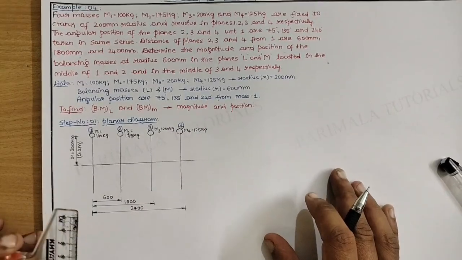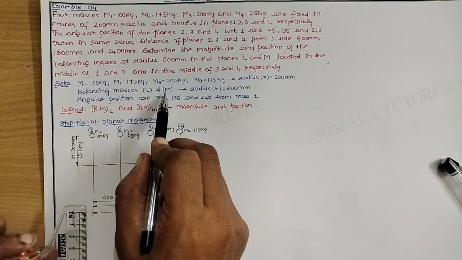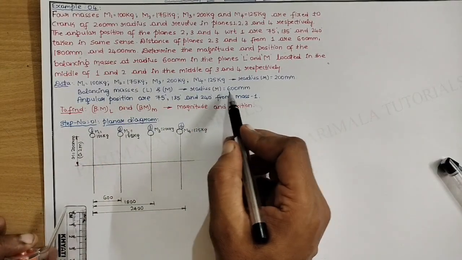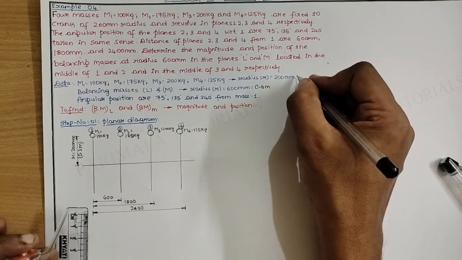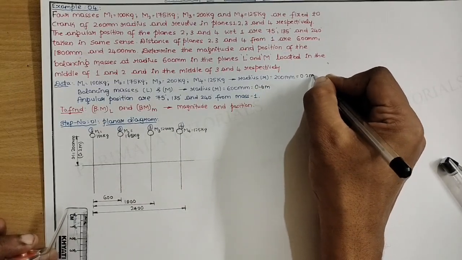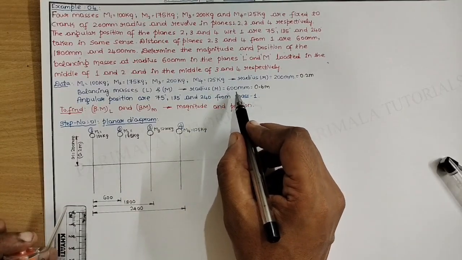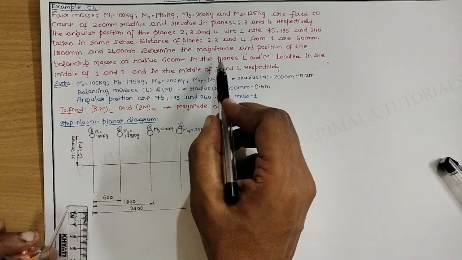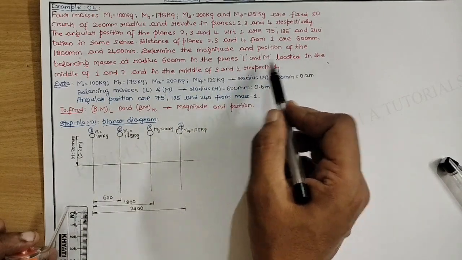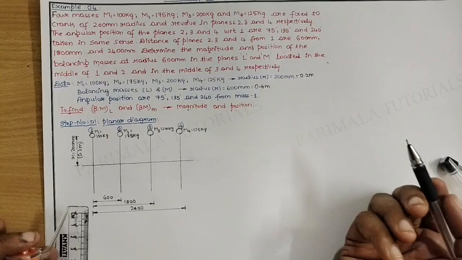What have we left out from the question? There are two balancing masses, L and M. This is having a radius of 600 mm, that is nothing but 0.6 meters. Initially this was 200 mm, that is 0.2 meters. Now the balancing masses are rotating at a radius of 600 mm, that is 0.6 meters. The balancing masses are kept in the planes L and M. But the question is, where are L and M?